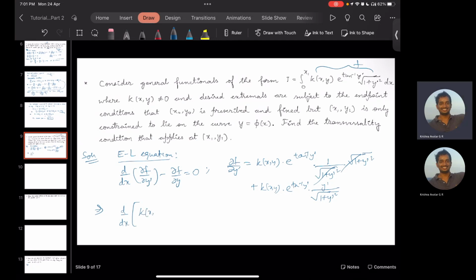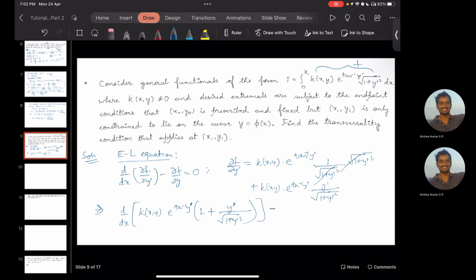kappa xy into tan inverse y prime, and then into 1 plus y prime divided by root over 1 plus y prime squared, minus kappa xy, where here we'll have e to the power tan inverse y prime over root over 1 plus y prime squared, is equal to 0, is it not?